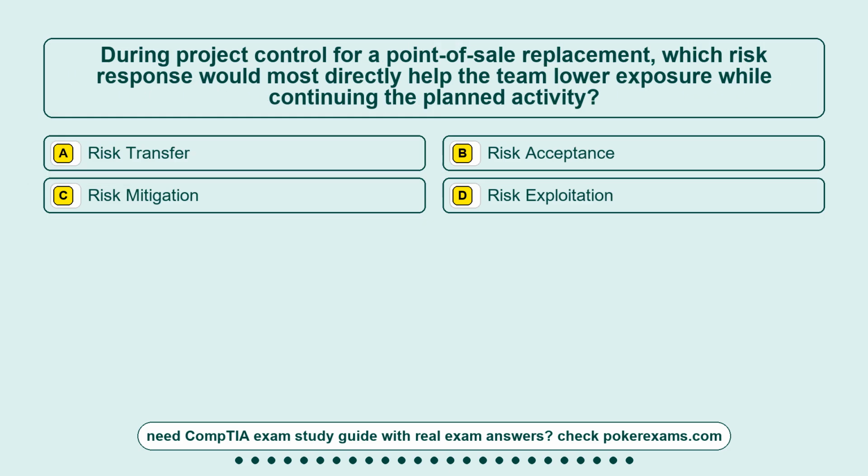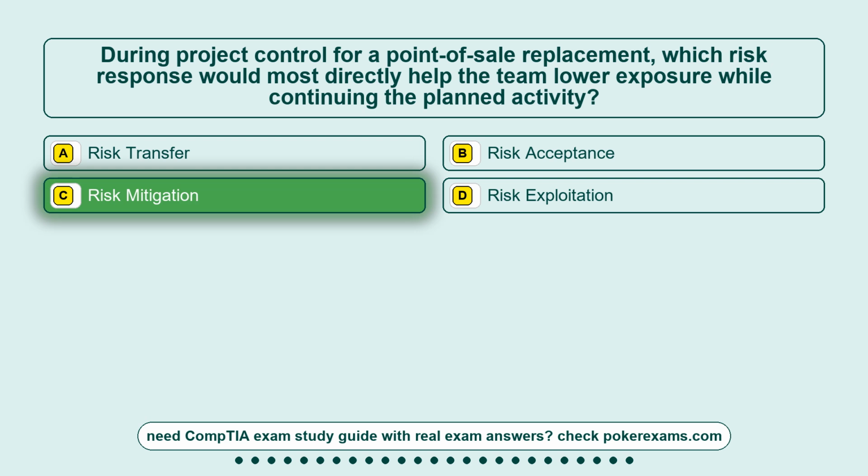Question 13. During project control for a point-of-sale replacement, which risk response would most directly help the team lower exposure while continuing the planned activity? Option A, risk transfer. Option B, risk acceptance. Option C, risk mitigation. Option D, risk exploitation. The correct answer is option C, risk mitigation.